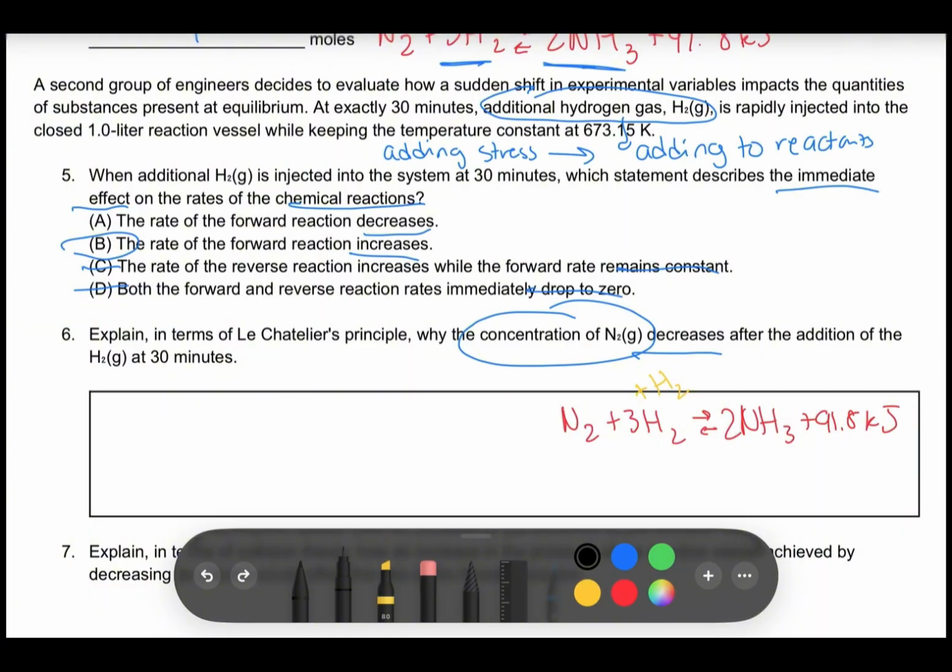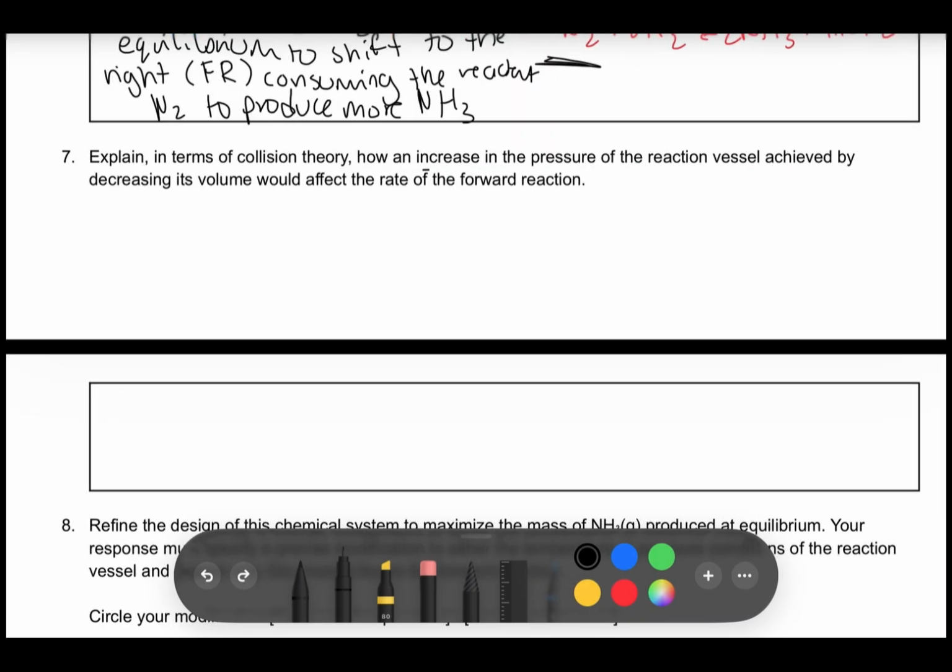So in the reactant side, we also have nitrogen. And the reason why, again, nitrogen is going to decrease is because the forward reaction is causing the reactants to then form more products. So it's going to consume the reactant, nitrogen, to produce more ammonia. Explain in terms of collision theory how an increase in the pressure of the reaction vessel achieved by decreasing its volume would affect the rate of the forward reaction.